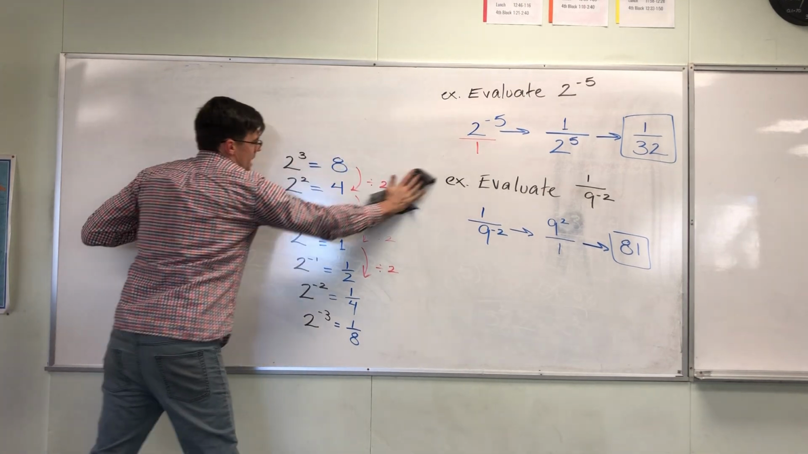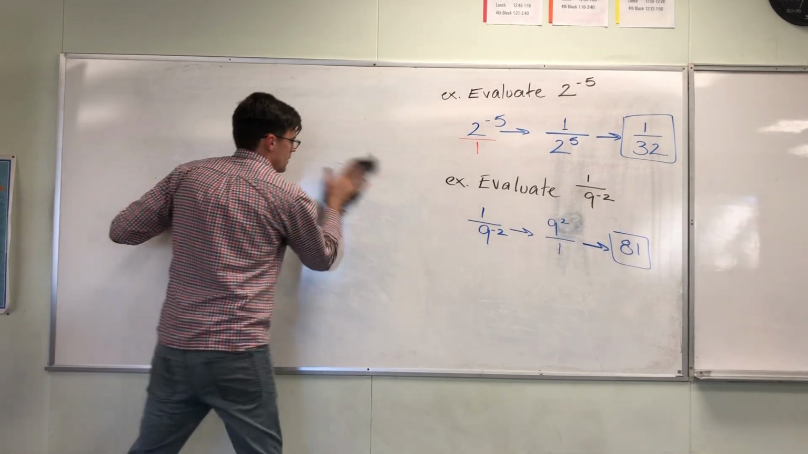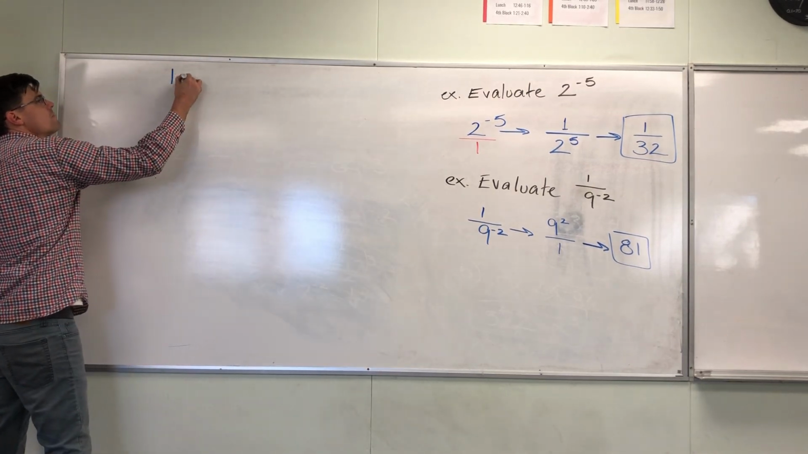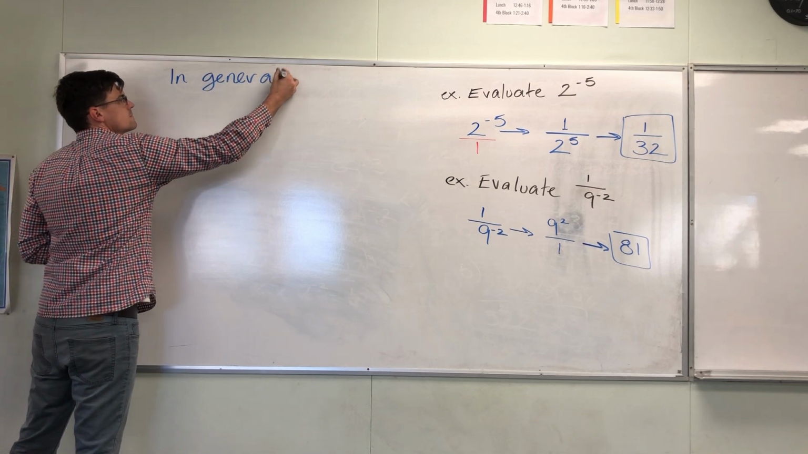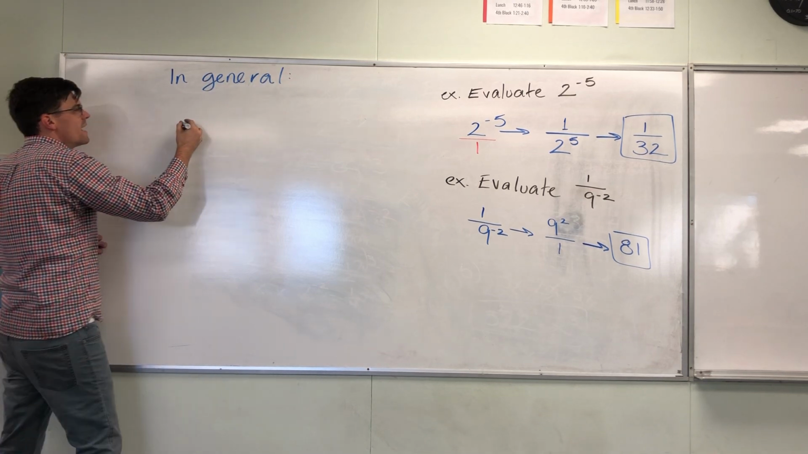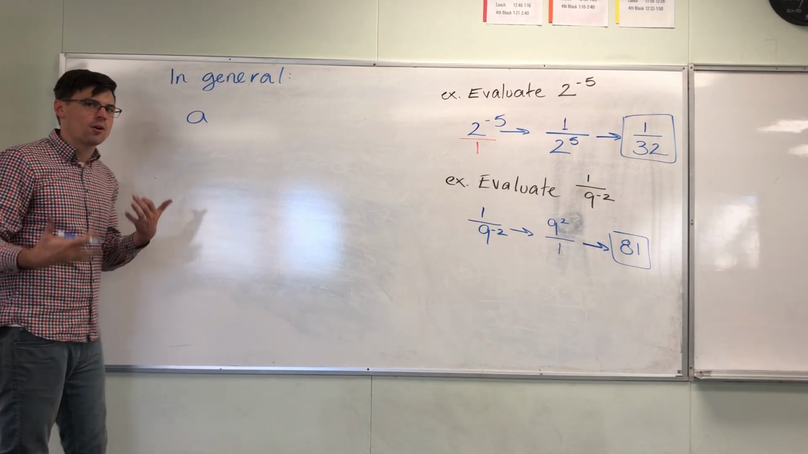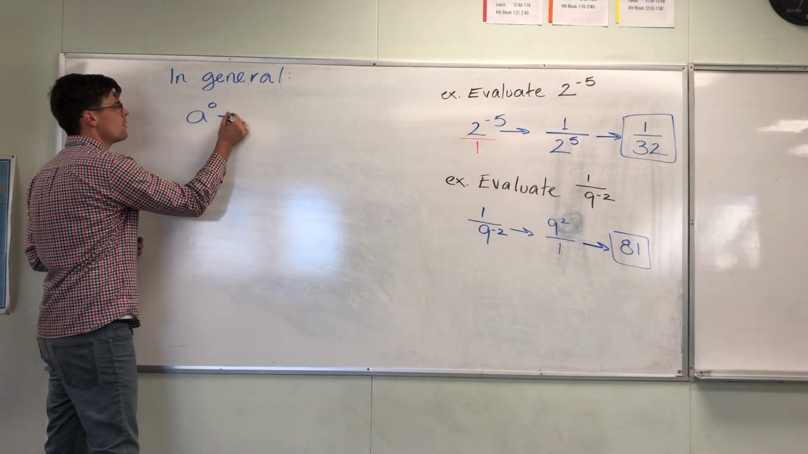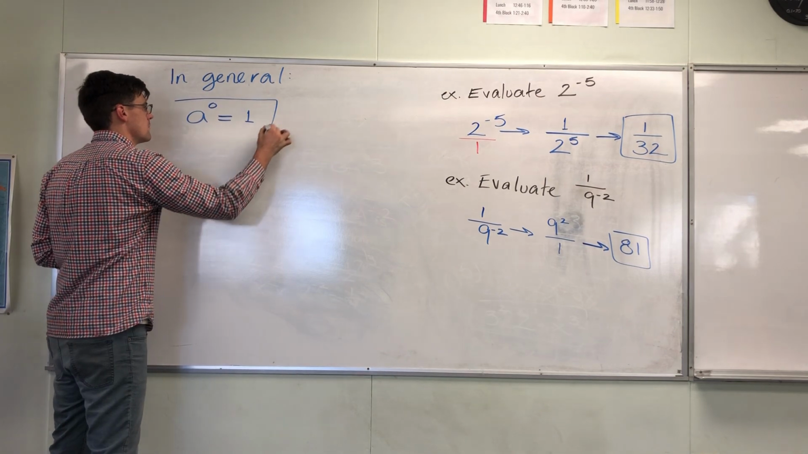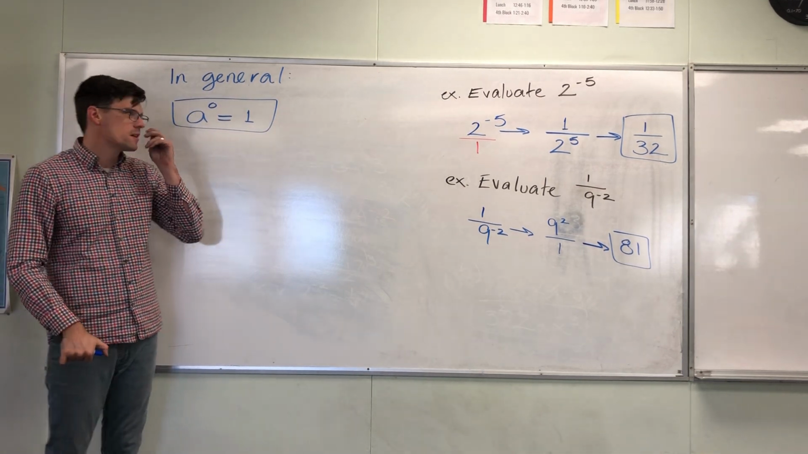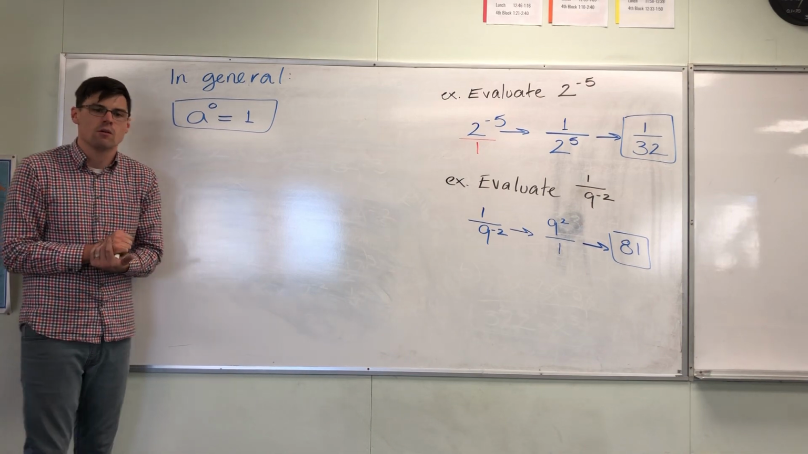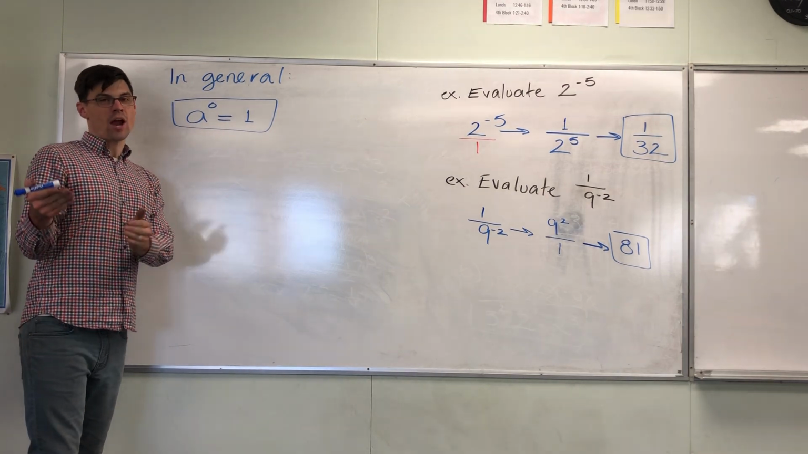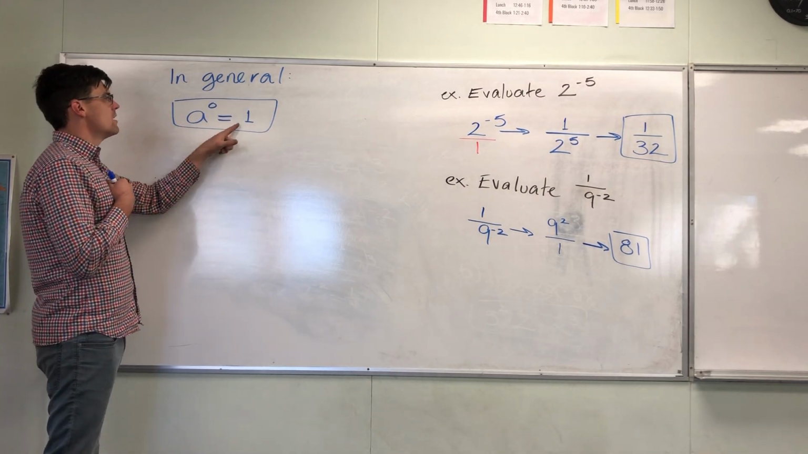So one thing we could say in general is that if we take a number, let's call that number A, and we raise it to the power of 0, this is equal to 1. I'm putting a box around that because this is how we're going to remember what to do with the power of 0. So when we see this, we think, oh, that's right. Anything to the power of 0 is 1. That's why I'm using the letter A here.